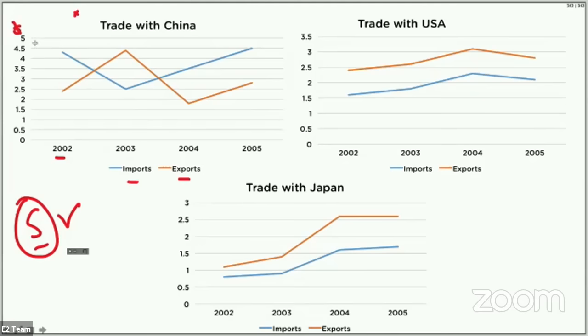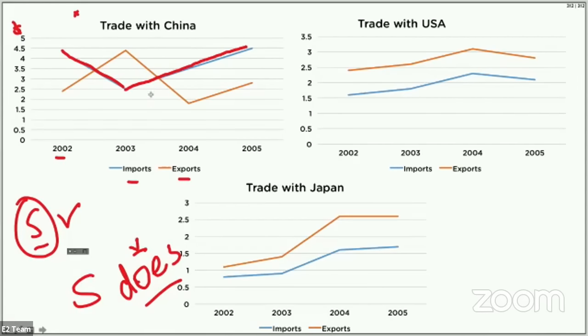Because basically the subject does something. The subject does, that's the verb. The subject does something. So if we say imports, well, what did imports do? Well, let's look at the blue line. Imports did what? Well, they decreased, or they plummeted, or they fell. And then from here, what did imports do? That's the subject, imports. Well, they grew steadily.